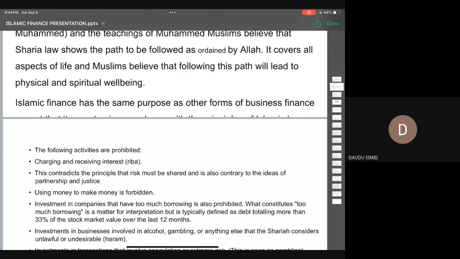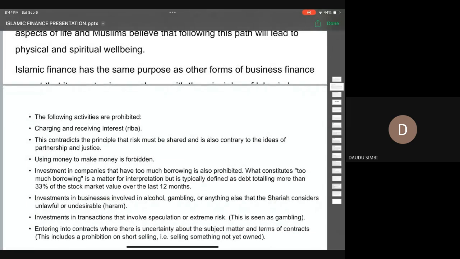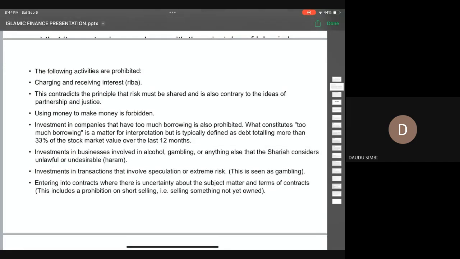Islamic finance has the same purpose as other forms of business finance, except that it operates in accordance with the principles of Islamic law, which is the Sharia.